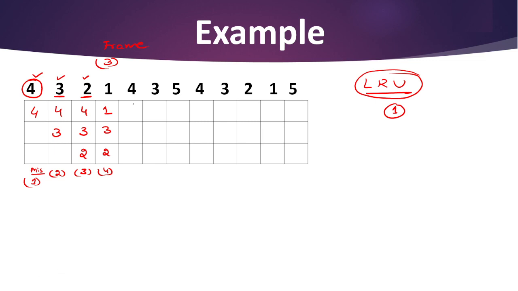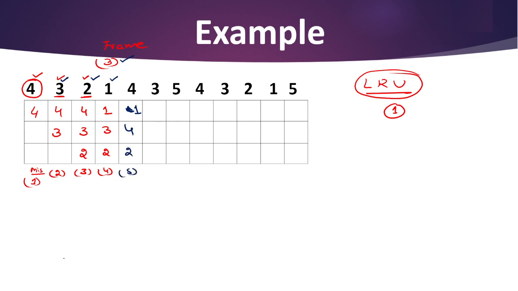Okay, in case of 4, again 4 is not available anywhere, so you need to replace one value. 3 frames are there, so you need to go back to value 3. Okay, so 1, 2, 3. So you can easily replace 3. So 1, 4 and 2. This is one more page fault.